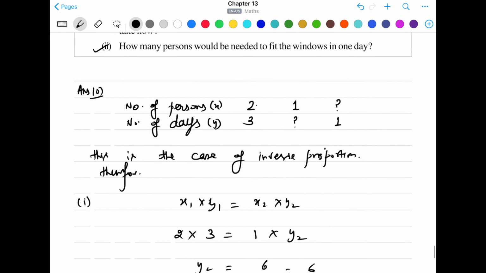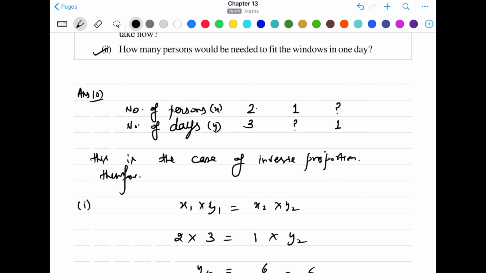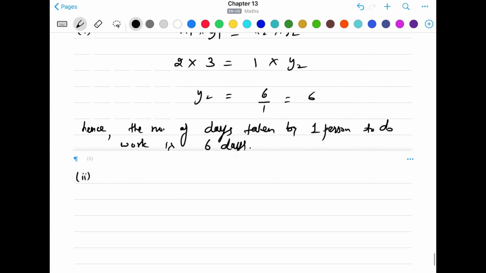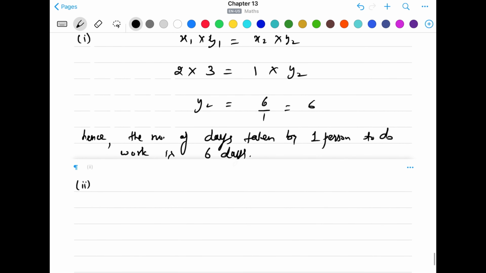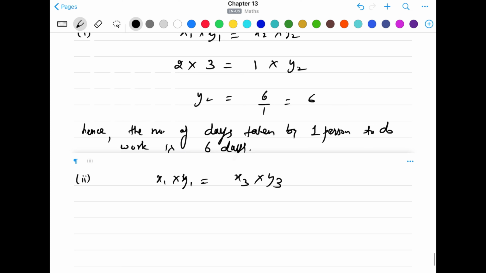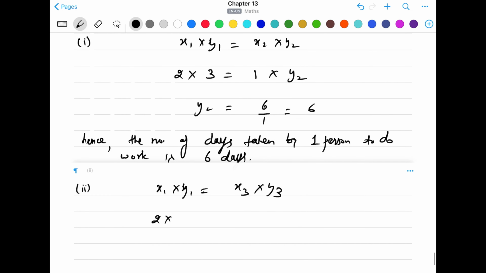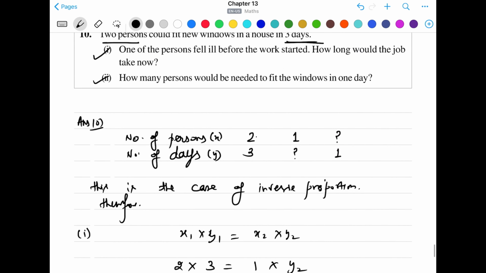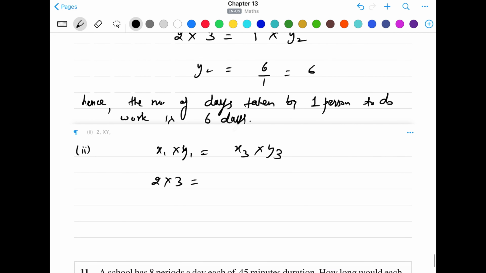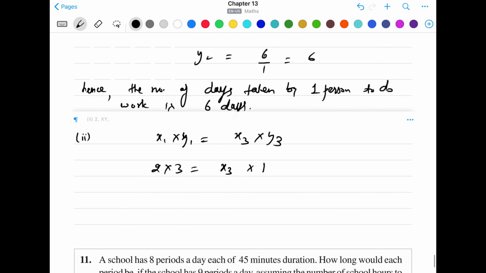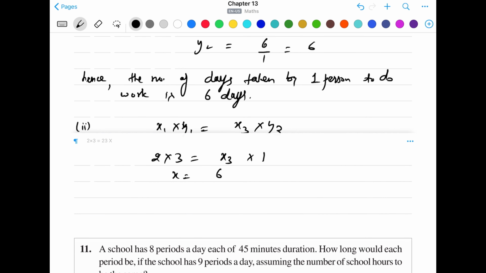Now let's see the second part, that is how many persons will be needed to finish the job in 1 day. That means the time has become 1 only. So we have x1 into y1 equals x3 into y3. So x1, y1 are 2 and 3, and we wish to complete this job in 1 day, so y3 here will be 1. So x3 simply is equal to 6.